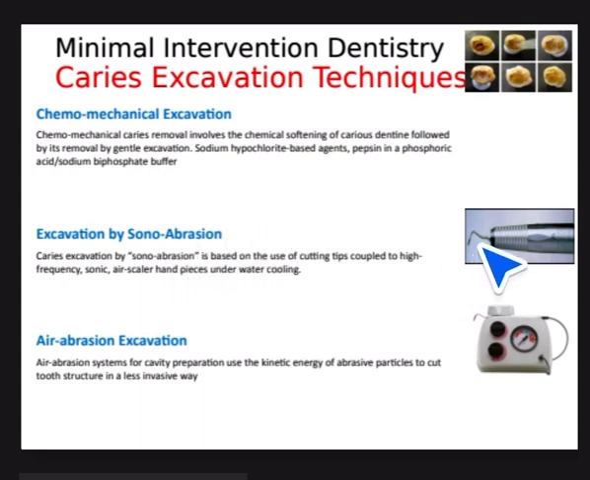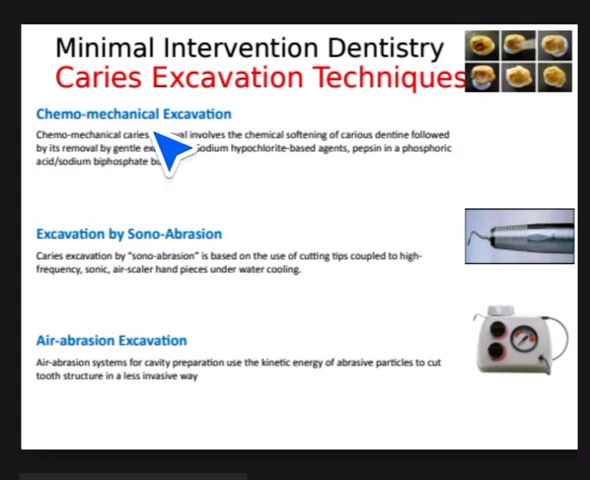See this instrument? It produces sonic waves just like a scaler, and it removes only the caries part. It does not remove healthy tissue. Number three, air abrasion excavation. This instrument produces air at high frequency, and it has some abrasive particles in that air. Abrasive particles means something like silica, sand, or glass, small particles. It removes the caries without removing the healthy tissue. This is called air abrasion excavation.